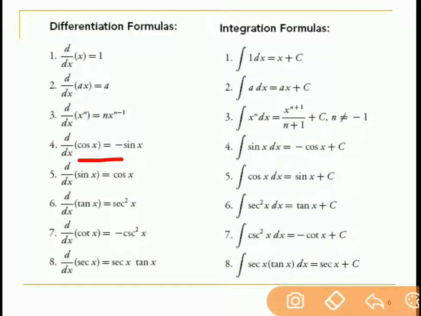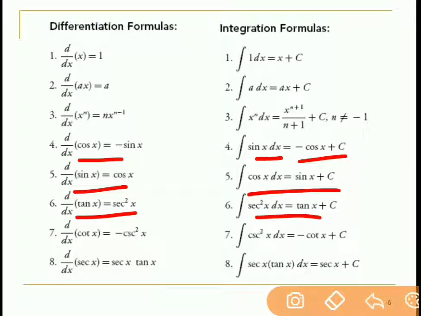Differentiation of cos x is minus sin x, then the integration of sin x will be minus cos x. If differentiation of sin x is cos x, then integration of cos x will be equal to sin x plus c. Differentiation of tan x is equal to sec square x, then integration of sec square x is equal to tan x. If differentiation of cot x is equal to minus cosec square x, then integration of cosec square x will be equal to minus cot x. So you can easily relate these two formulas for integration and differentiation.